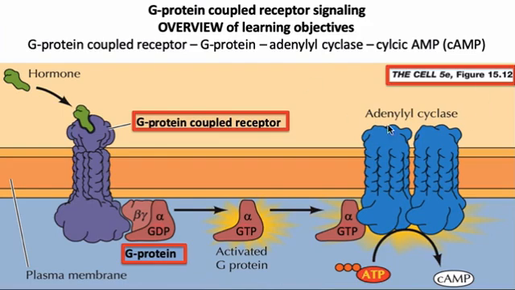What do you think happens to adenylyl cyclase when the activated alpha subunit binds? It'll undergo a conformational change, which will open its active site to bind ATP and to catalyze hydrolysis of ATP to release pyrophosphate, forming cyclic AMP.